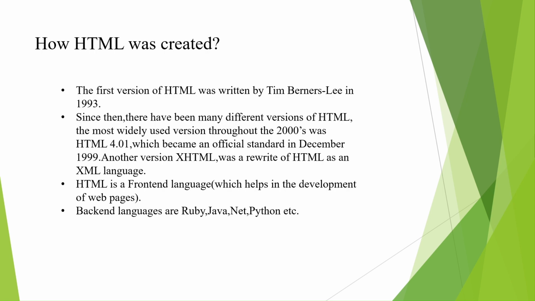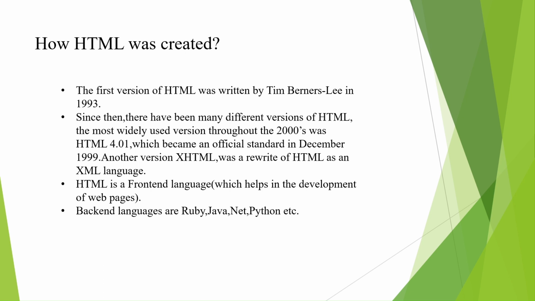So let us discuss how HTML was created. The first version of HTML was written by Tim Berners-Lee in 1993. Since then there have been many different versions of HTML. The most widely used version throughout the 2000s was HTML 4.01, which became an official standard in December 1999. Another version, XHTML, was a rewrite of HTML as in XML language.